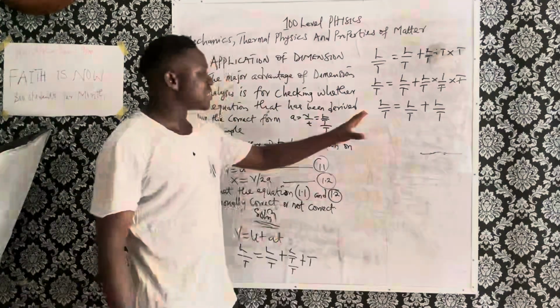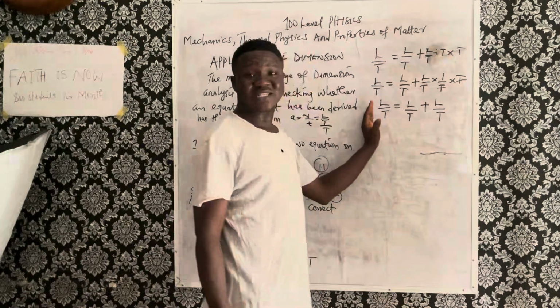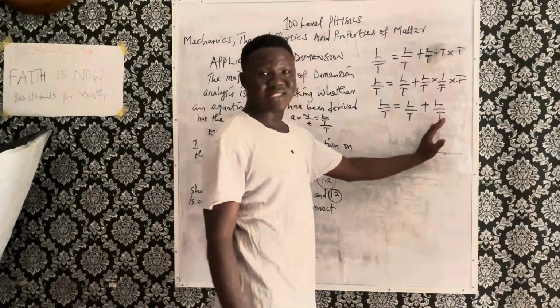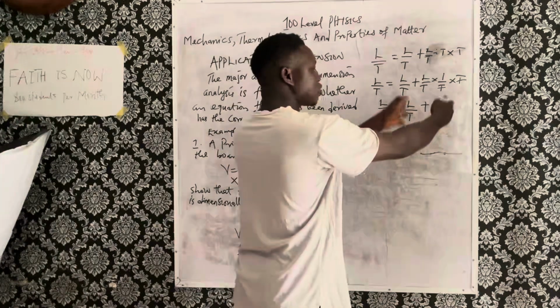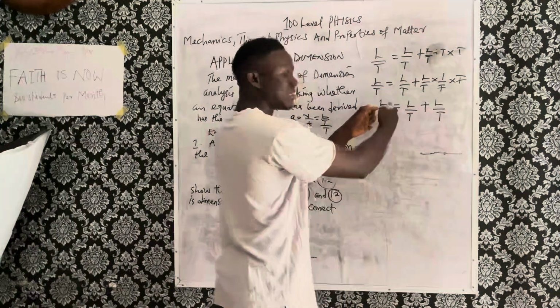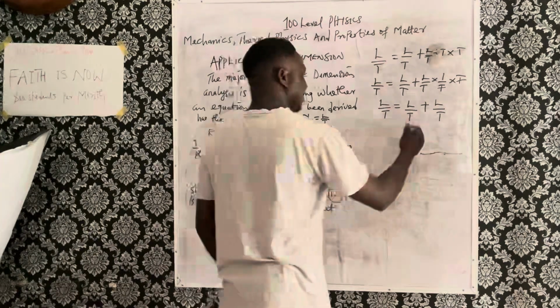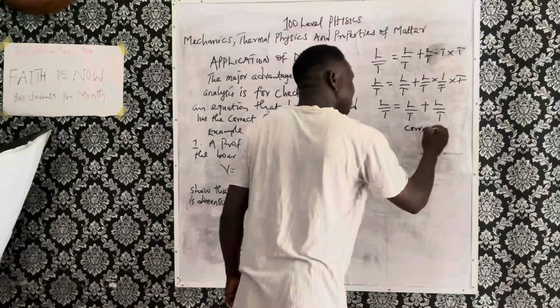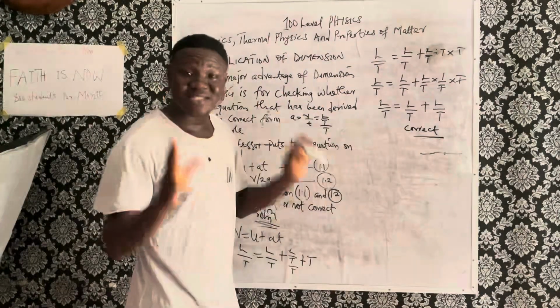Now when you look at the dimensions here, you see that the same thing that is on the left hand side is the same on the right hand side. Basically, what I am saying is that when you add these dimensions, they give you the same dimension that is on the left hand side. So from here you can say it is correct. At least all sides have the same dimension.